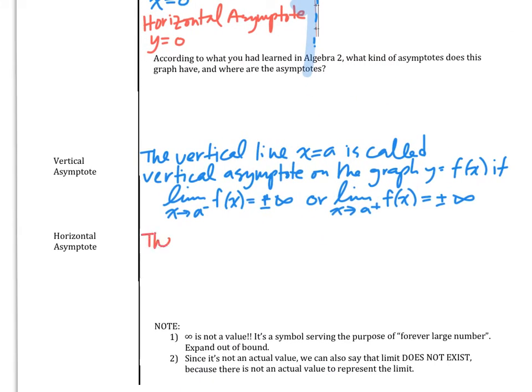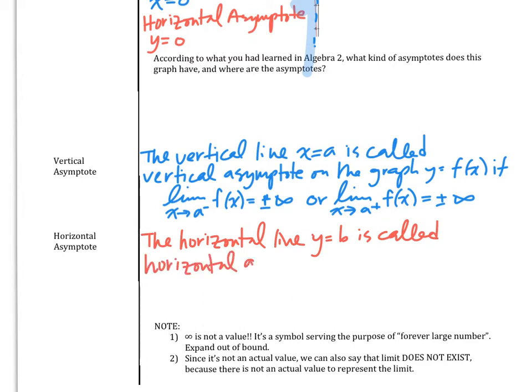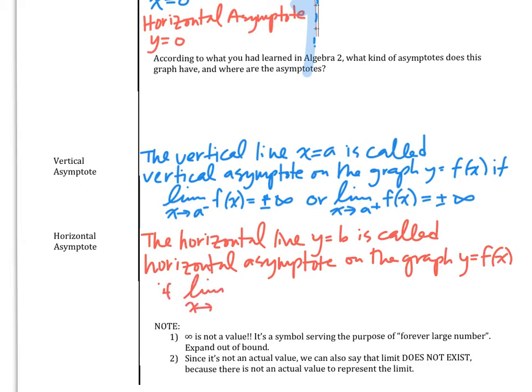We would say the horizontal line y equals, let's call it b, is called a horizontal asymptote on the graph y equals f of x, if the limit as x goes to infinity of f of x is b, or the limit as x goes to negative infinity of f of x is b.